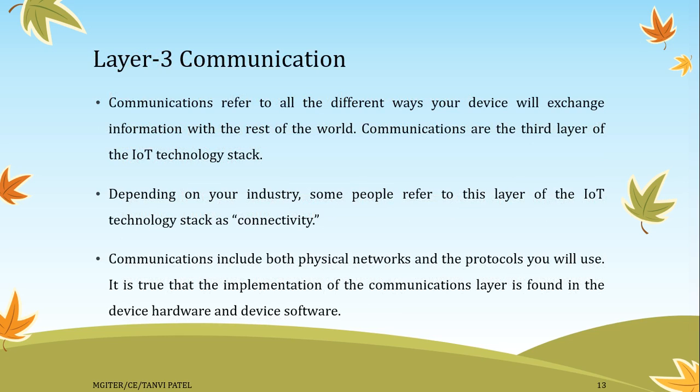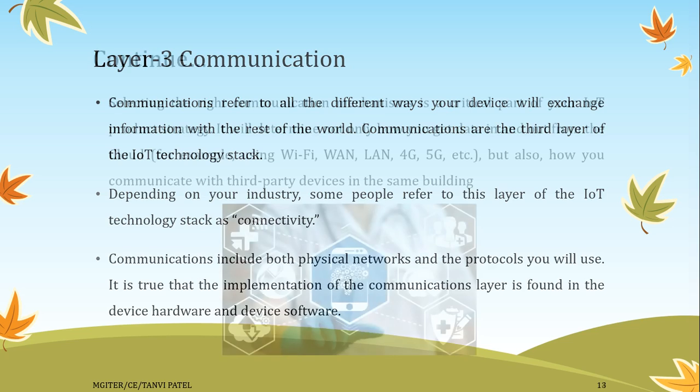Now, the next layer is communication. Communication refers to all the different ways your device will exchange information with the rest of the world. Communication is the third layer of the IoT stack. Depending on your industry, some people refer to this layer of the IoT technology stack as the connectivity layer. Communication includes both the physical networks and the protocols you will use. It is true that the implementation of the communication layer is found in both the device hardware and the device software.